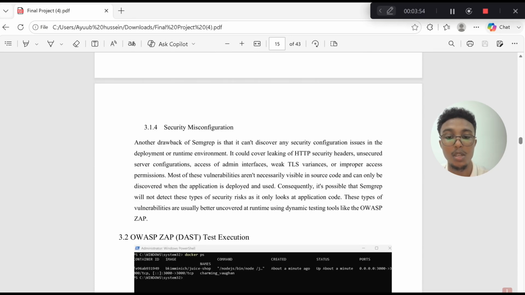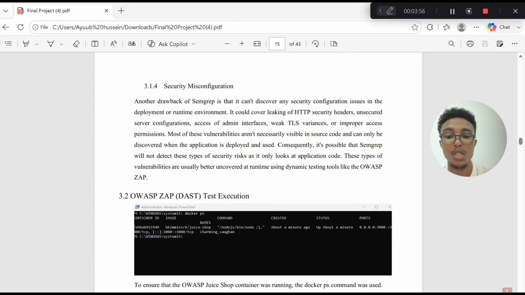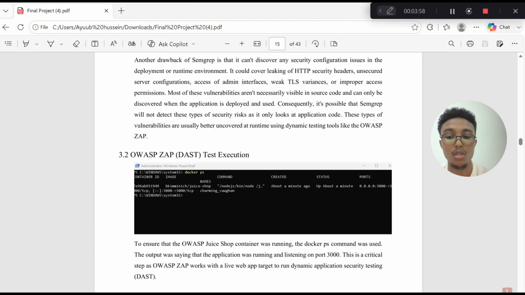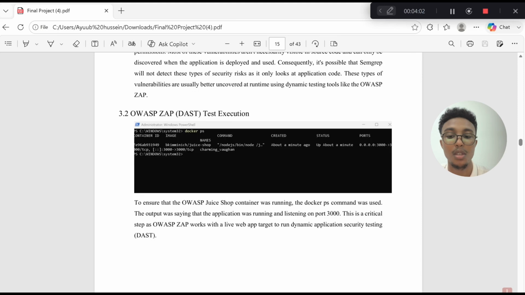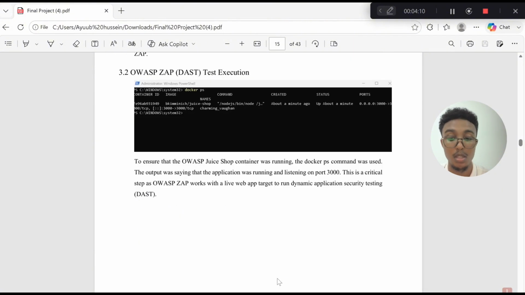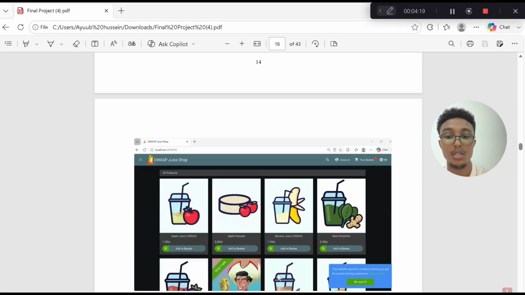So next, I will explain the OWASP ZAP testing process. ZAP is a dynamic application security testing tool. Unlike Semgrep, ZAP tests the application while it is running. We configured the target URL, localhost:3000, and selected the default dev standard scan policy. ZAP automatically crawled the application, analyzed the web pages, and tested the application for common security vulnerabilities.